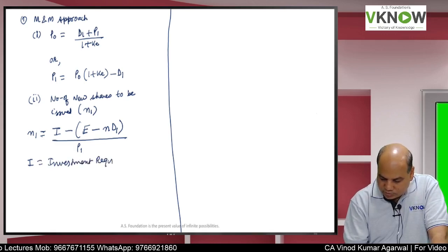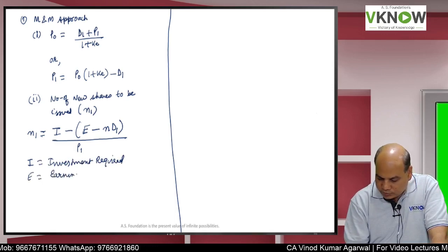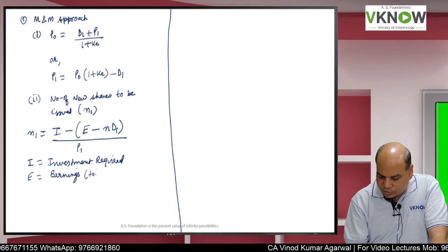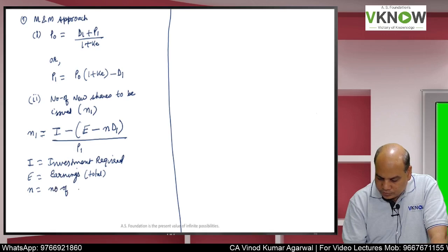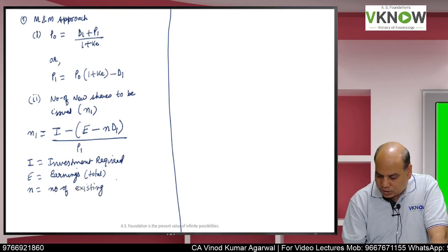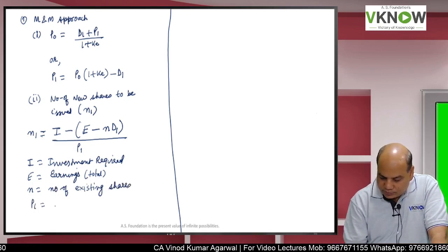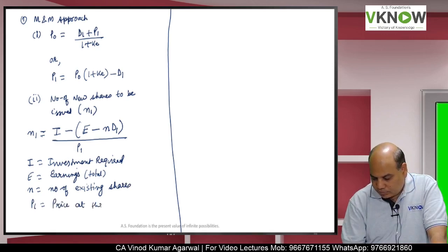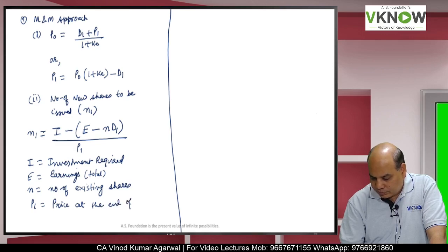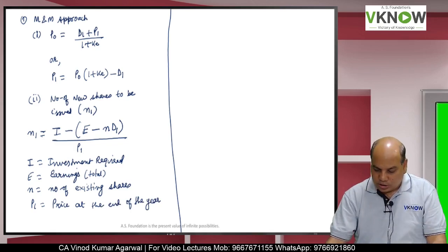So I stands for investment requirement, E stands for total earnings, N stands for number of existing shares at the beginning, and P1 already seen above, price at the end of the year. Four variables are there. So this is the formula for the new number of shares to be issued.